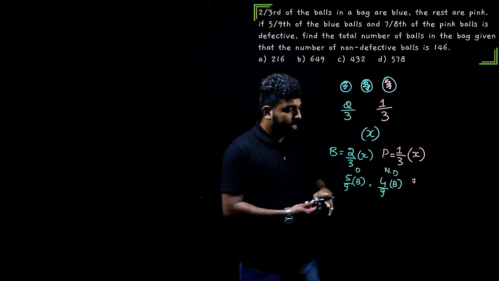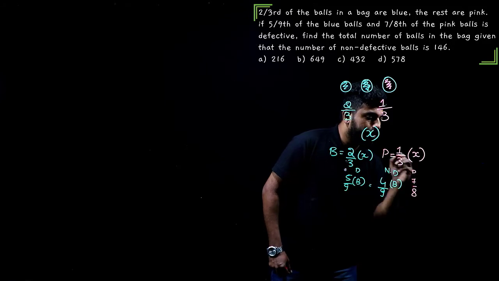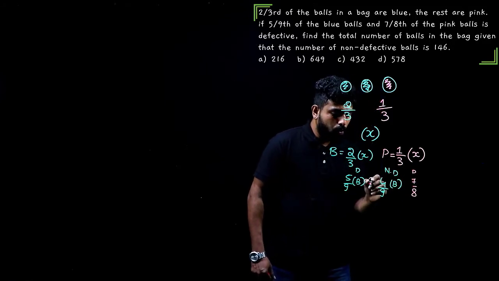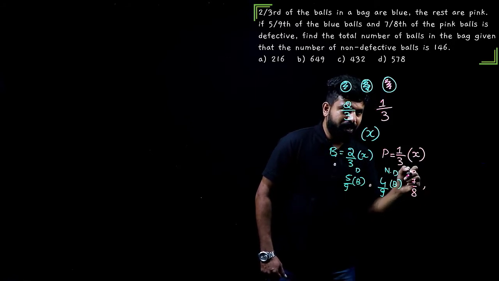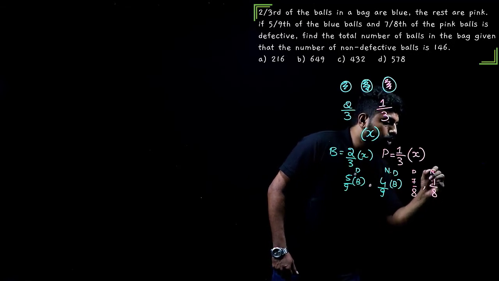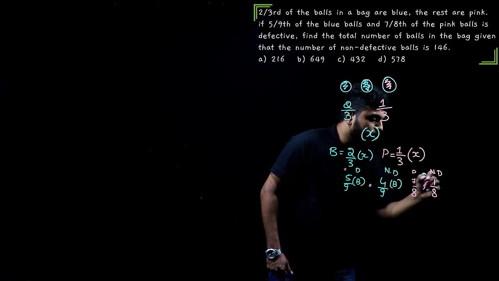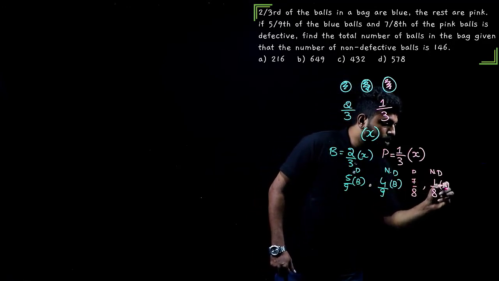In pink balls, 7/8 are defective. So if 7/8 are defective, what's happening here? In total there are 8 balls, out of which 7 balls are defective. So non-defective will be 1/8. So this will be non-defective: 1/8 of the total of pink balls here.